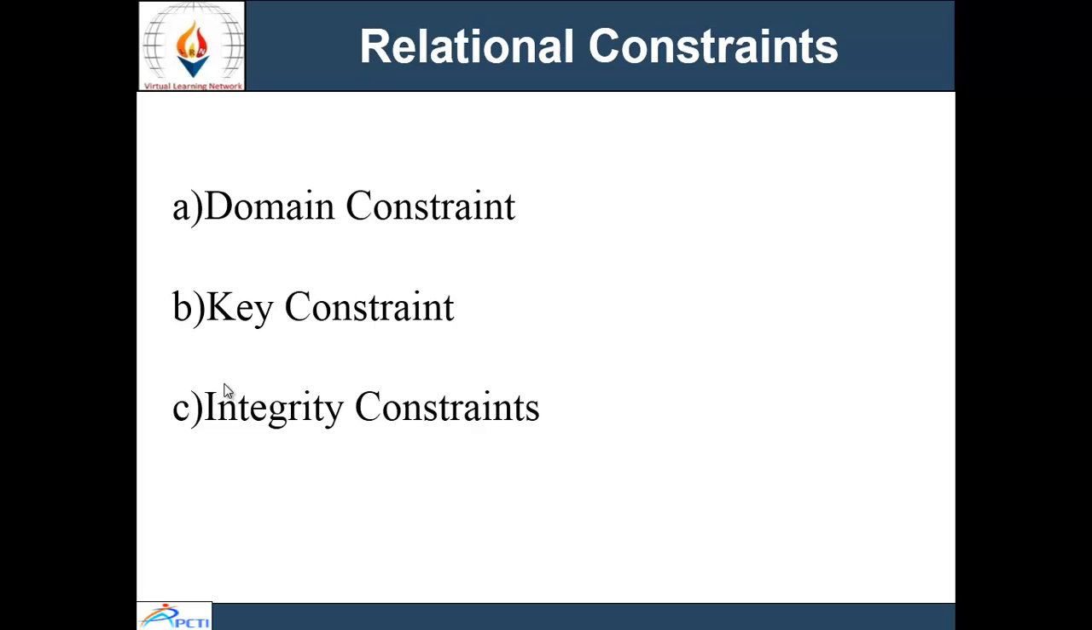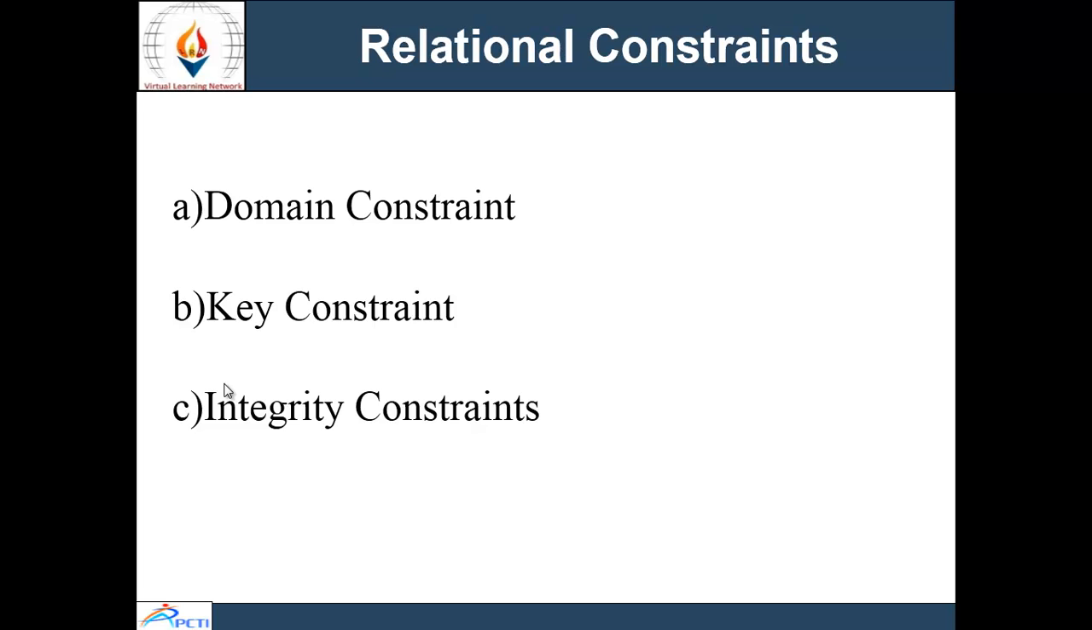Next are relational constraints. First is domain constraint, second is key constraint, and third one is integrity constraint. Now, what is domain constraint? According to the domain constraint, the foreign key can hold or can take the values from the domain of its particular table.